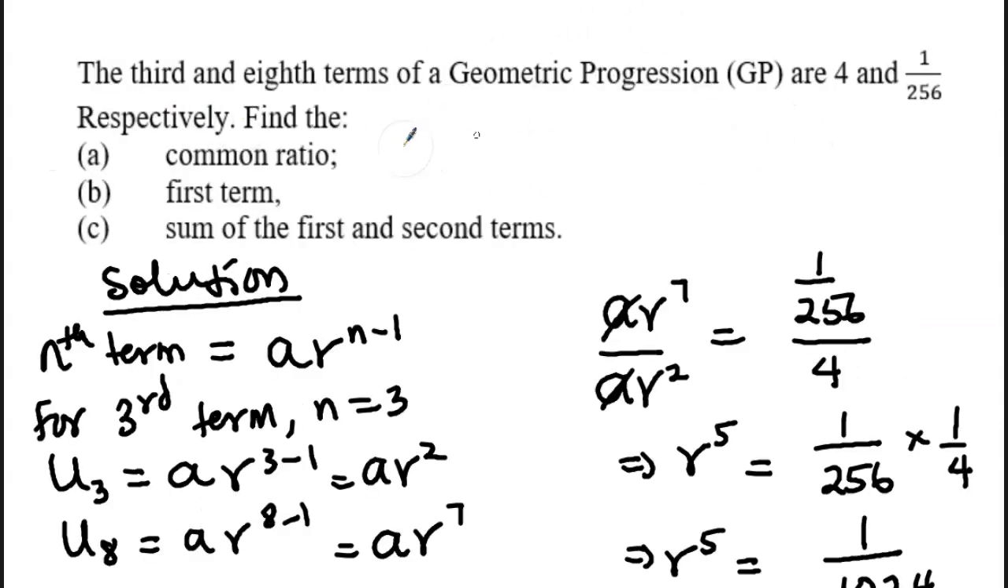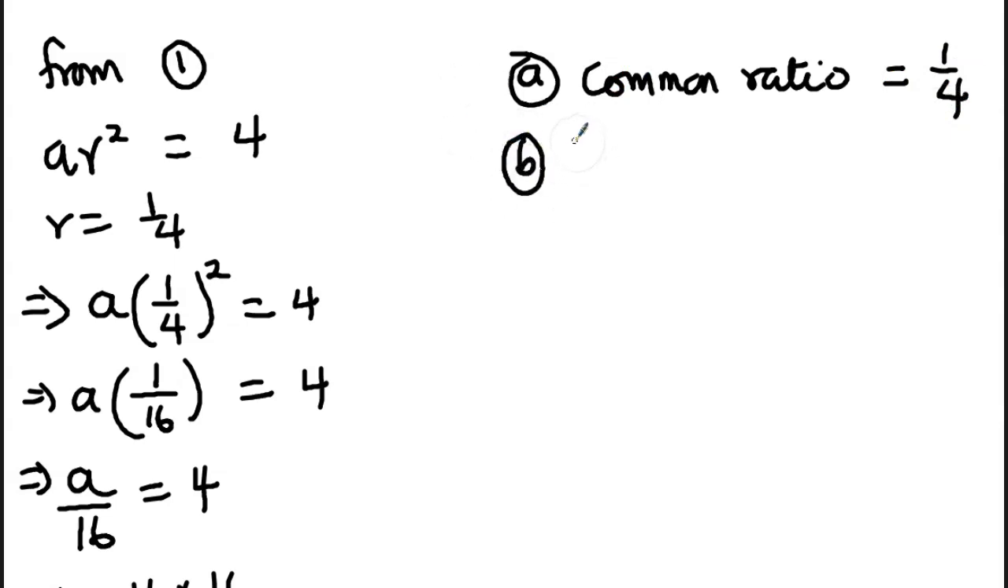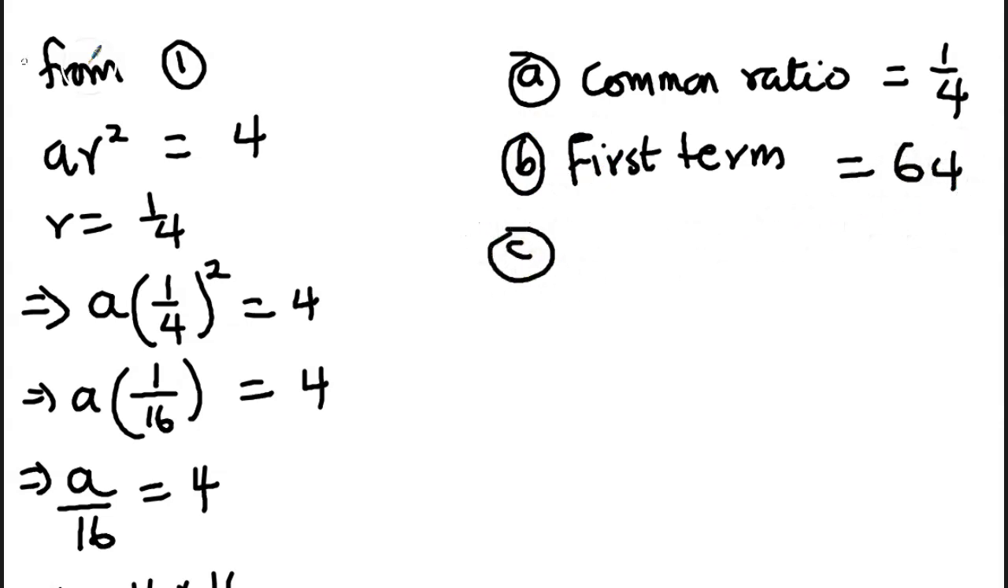So, for A, we are asked to find the common ratio. The common ratio is equal to 1/4. Then B, the first term, is equal to 64.